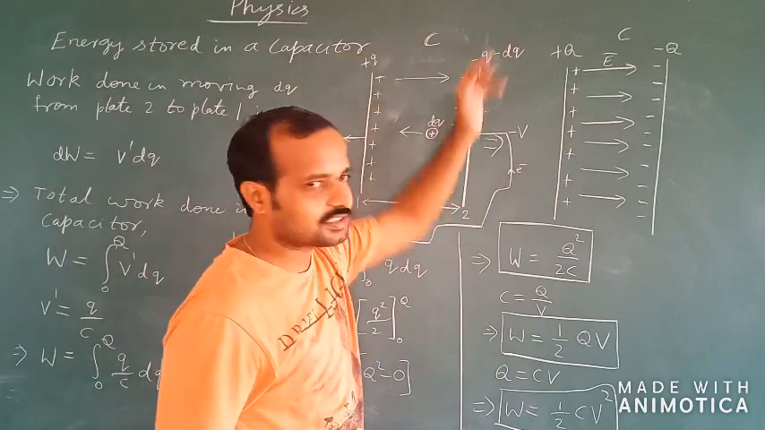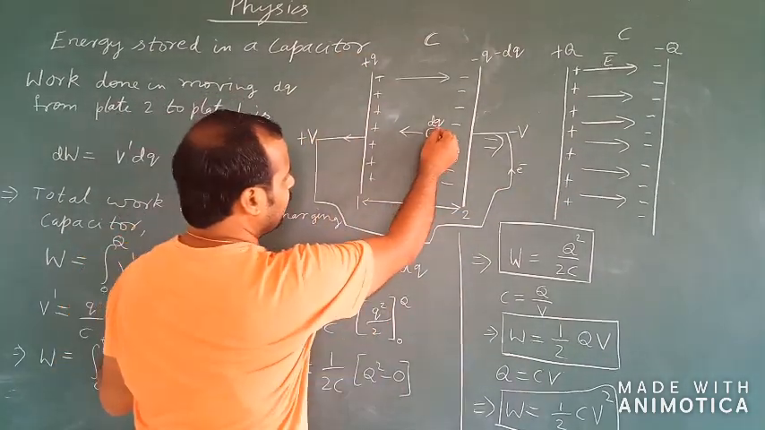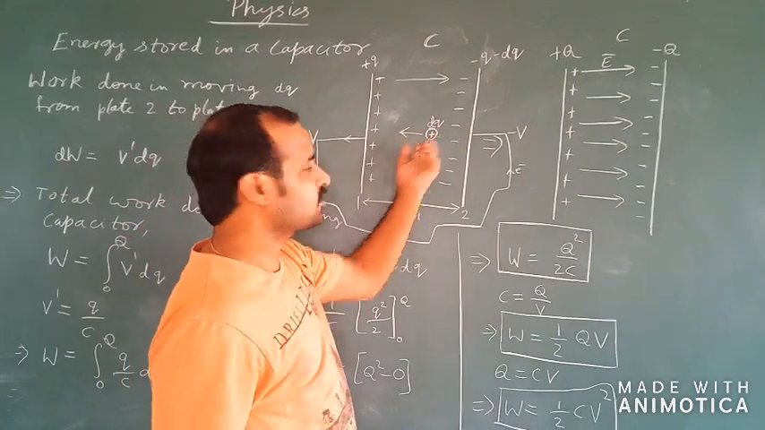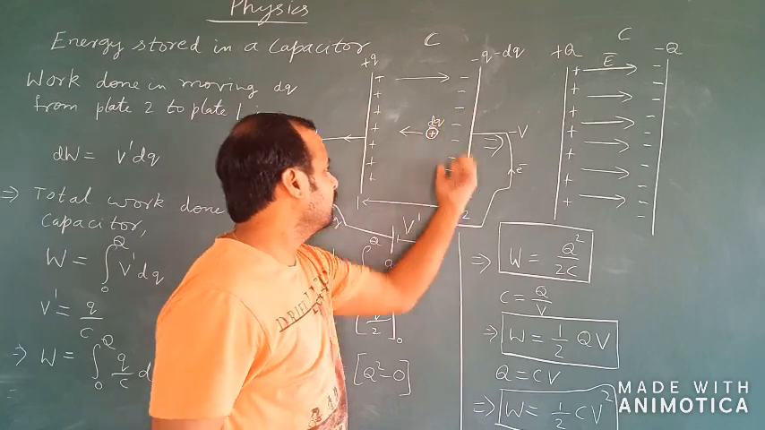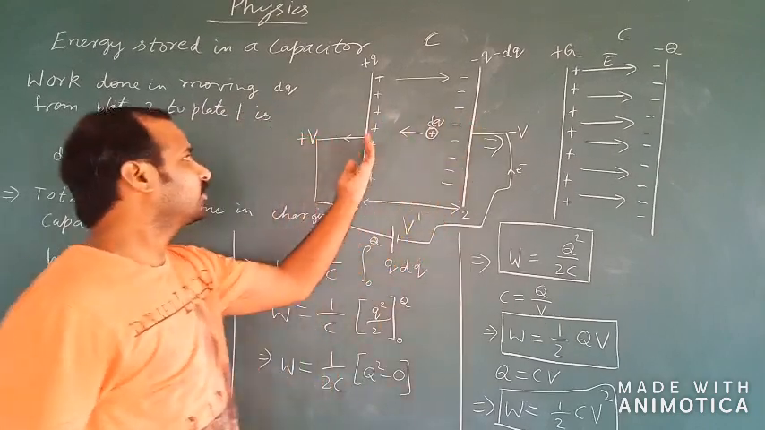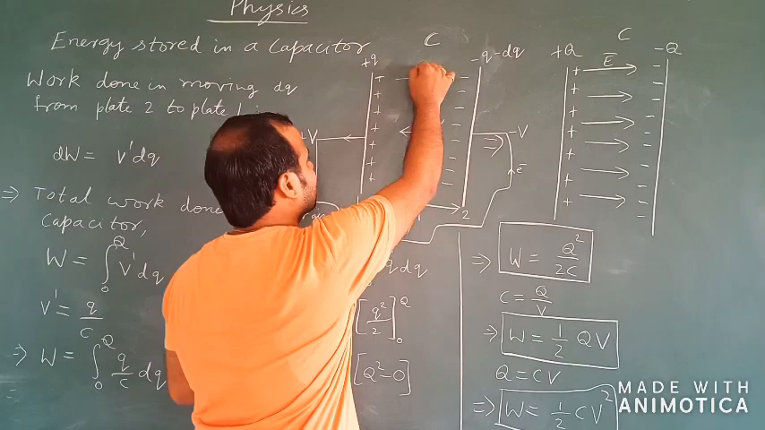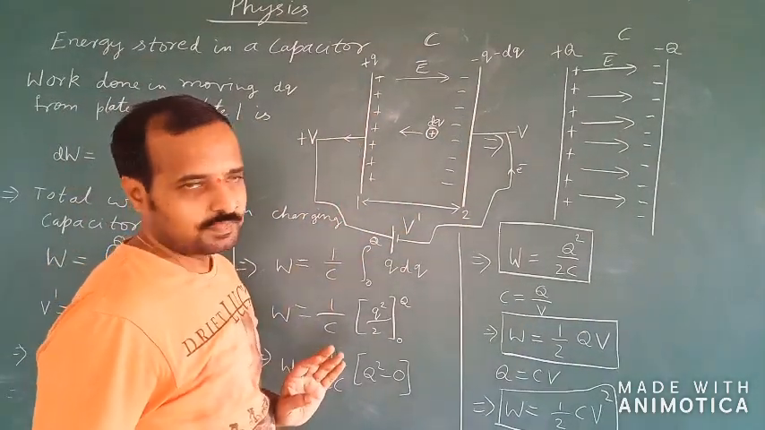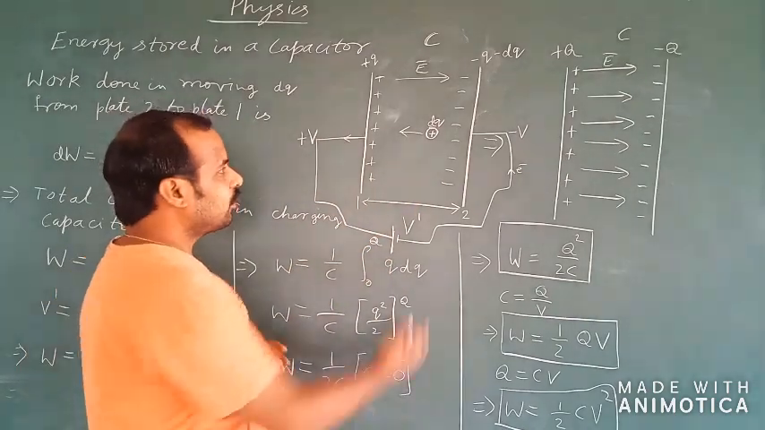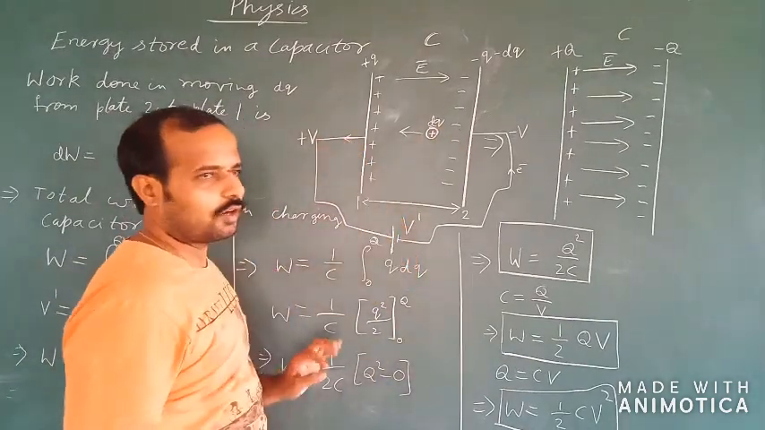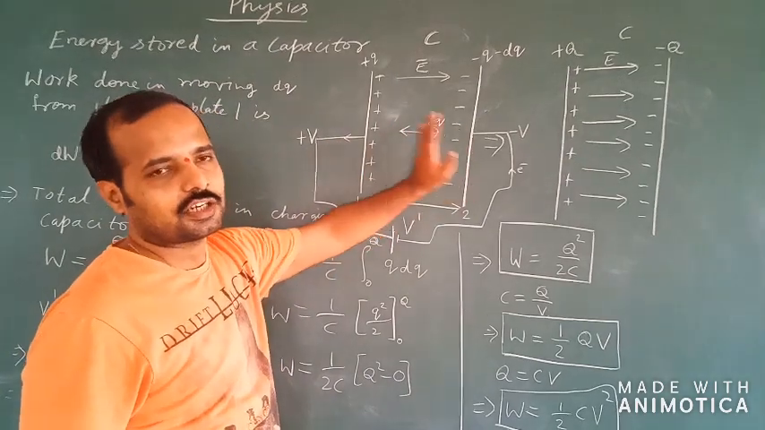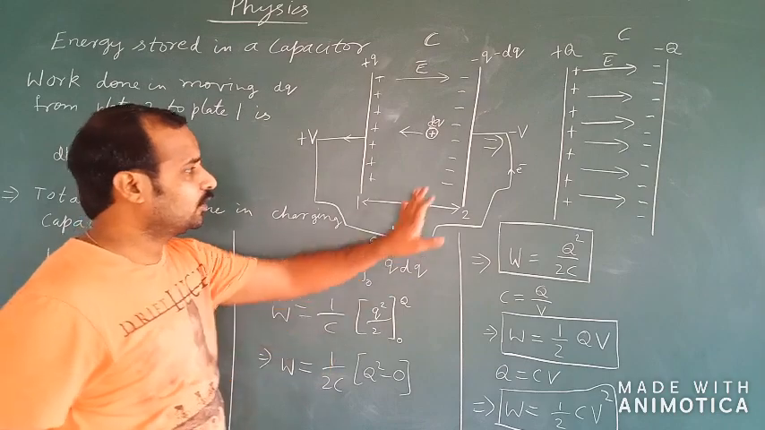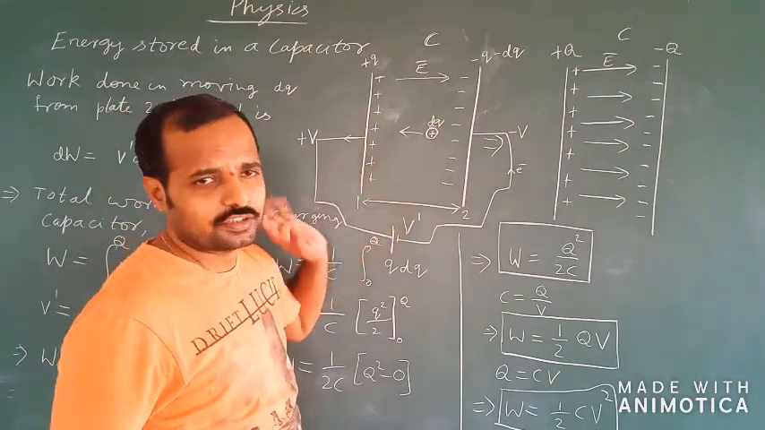So the electric field is in this direction, and we are trying to move a small unit positive test charge dq. We are going to take it from plate 2 and transfer it against the direction of the electric field, and deposit it onto plate 1. So during this process, some amount of energy is stored in the form of potential energy, the electrostatic potential energy in the capacitor. So let us find out what is the work done in this process.